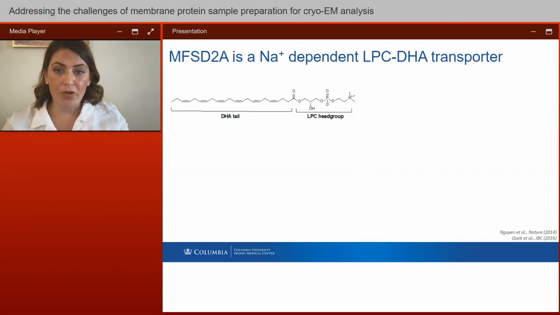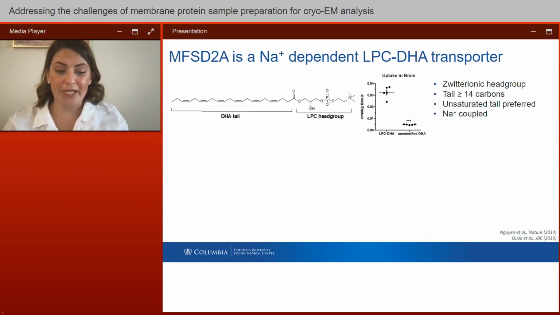So some of you may have just noticed that the substrate I just put up there for MFSD2A isn't just DHA, it's actually DHA that's been esterified with a lysophosphatidylcholine, or LPC, head group. And so this is a lysolipid substrate. This esterification is completely essential for uptake into the brain. However, MFSD2A can transport a number of different lysolipids. You just need to have a multivalent head group and at least 14 carbons in the tail, and preferably some degree of unsaturation.